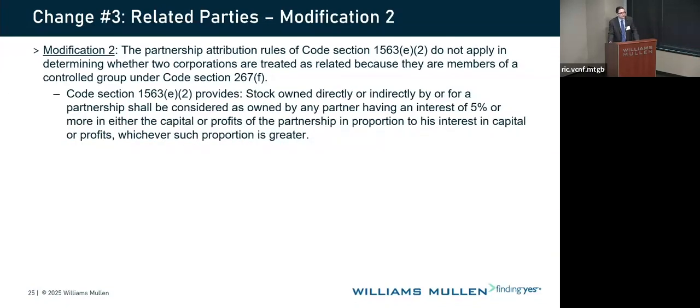So the second modification relates to controlled groups, and it's basically another disregarded rule in that the partnership attribution rules of Code Section 1563(e)(2) do not apply when determining when two corporations are treated as related because they're members of a controlled group. And I think a lot of the reasoning behind these related party rules is we really just don't want to unintentionally dish out recourse liabilities to people who aren't really bearing those liabilities simply because they're a related party. It seems like a lot of the time these related party rules are to capture people, but here we're really just trying to separate them and saying, no, actually, you're not going to be allocated any recourse liability in this partnership.